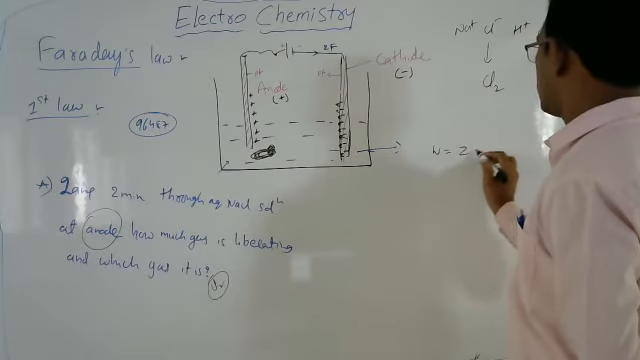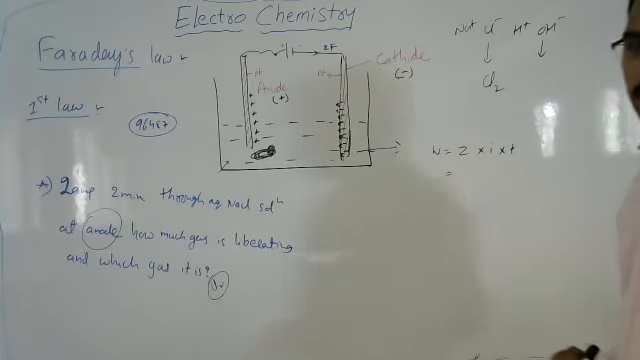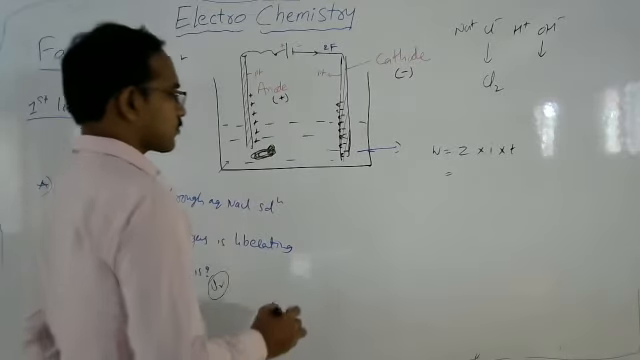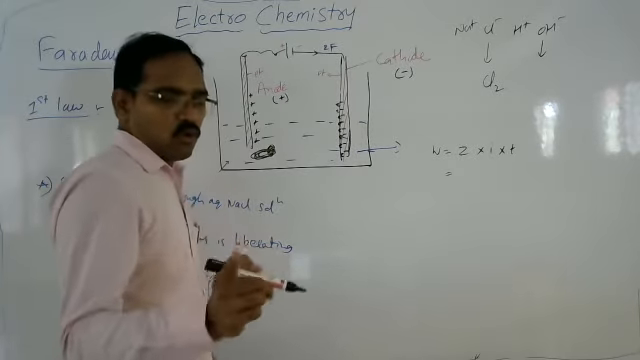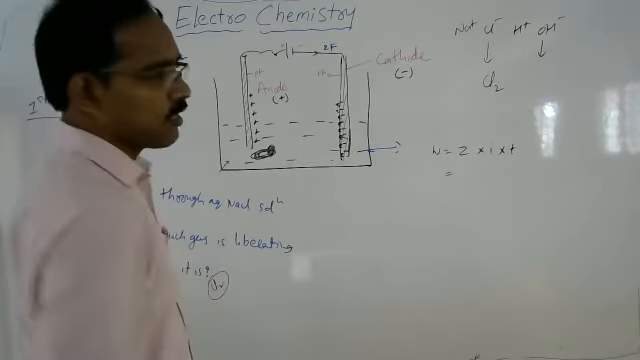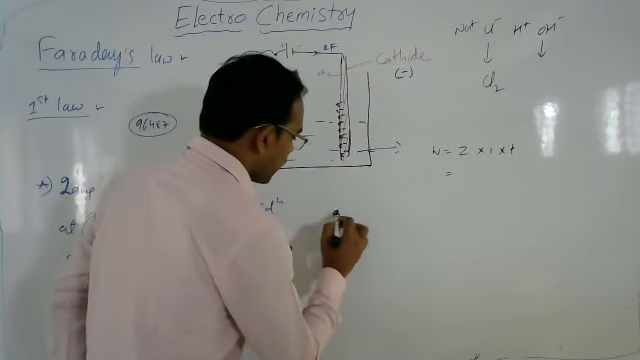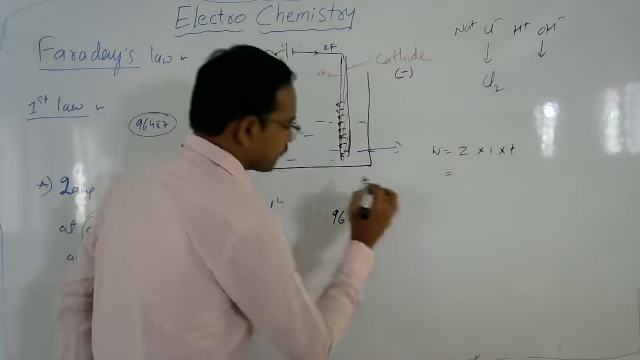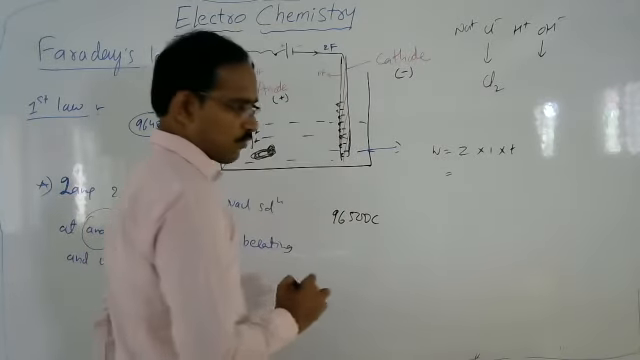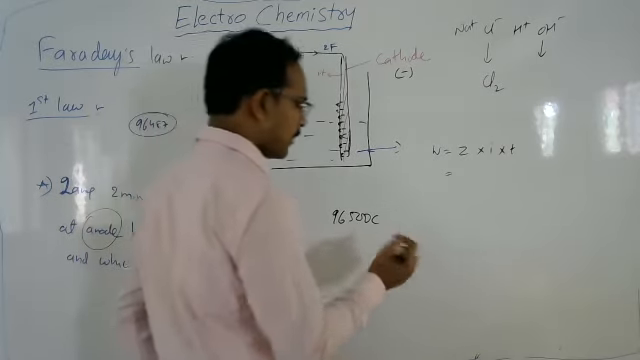W equals Z I T. Z value we don't know, but we can calculate what Z is. When 1 coulomb is passing, how much gas or metal is depositing or liberating? So when 96,500 coulombs of charge is exchanged, how much chlorine will get deposited or liberated?